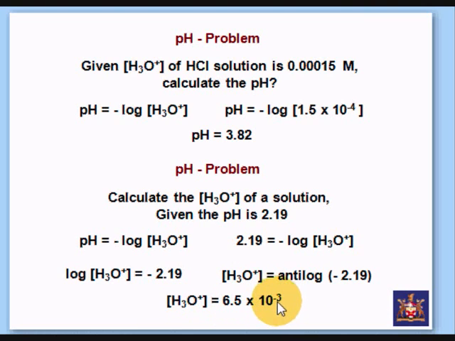Now, this 10 to the minus 3 is a higher concentration than this one here, which was 10 to the minus 4. Don't be put off by the 4 and the 3. That's the point about this. The negatives actually are the opposite. That's a lower concentration at minus 4 in the power. This is a higher concentration at minus 3.